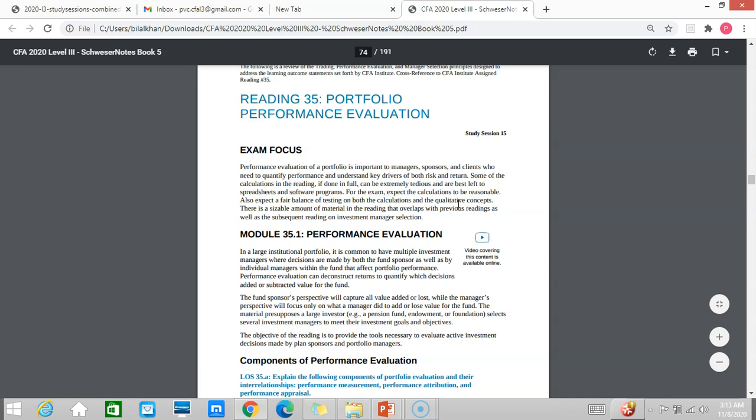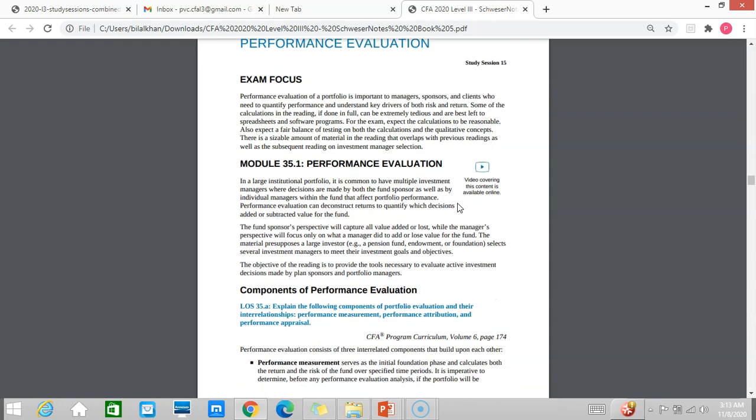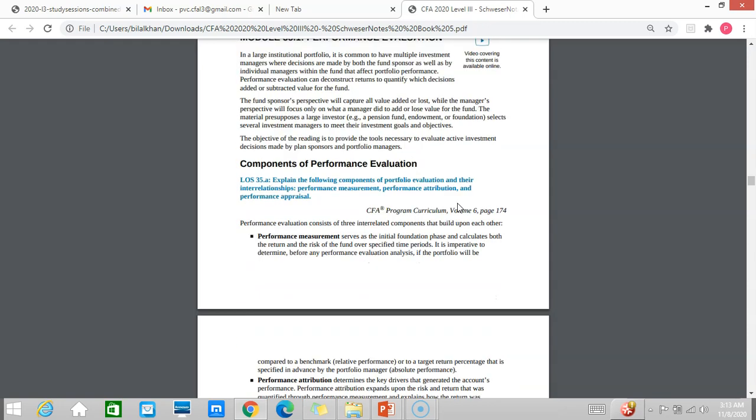So reading 35 is portfolio performance evaluation. This reading is about evaluating portfolio performance, how do you evaluate portfolio performance and what are the key measures which you can use for portfolio performance.